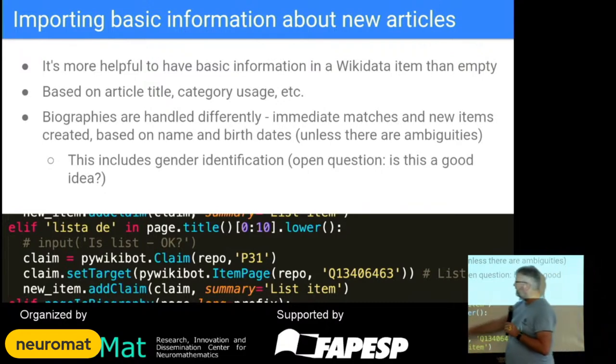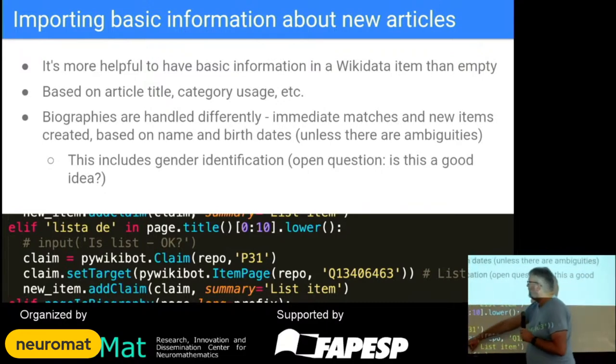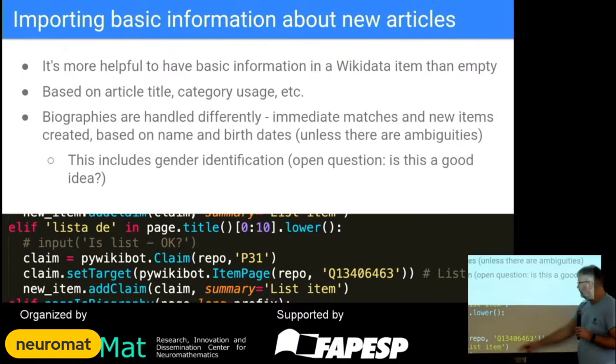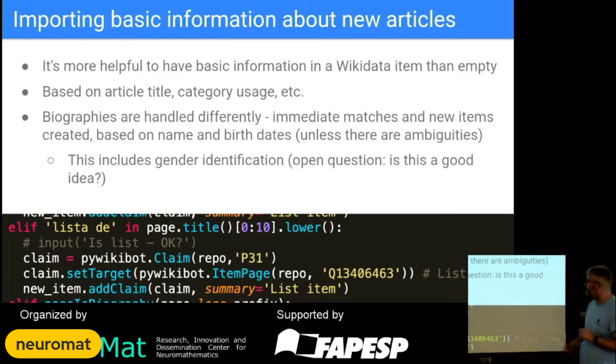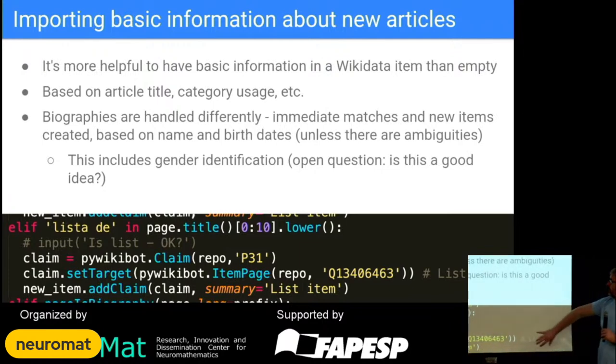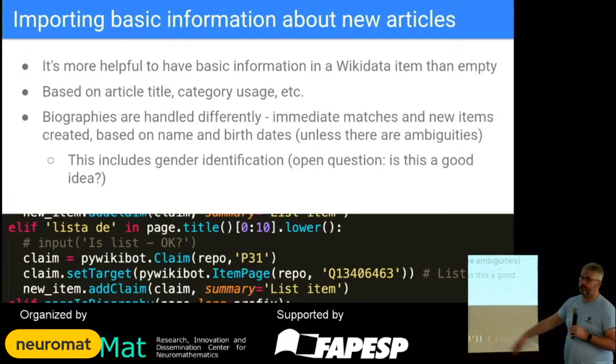So then it creates a new item, sorry, a new claim. This is P31, which is instance of, and it says this is Q13406463, which is a nice short way of referring to Wikimedia list items. Well, it is if you're a computer, not so much if you're a human. And then it just adds the claim. So this is an extract from the live code that's running. It's a very simple setup, and it's just doing a basic check.